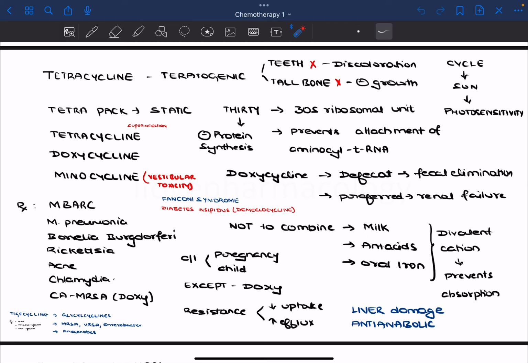And one should remember that whenever the patient is on tetracycline and exposed to the sun, it can cause a photosensitivity reaction. And tetracyclines are not effective against MRSA, but there is a tetracycline, tigecycline, which is effective against MRSA, VRSA as well as anaerobic organisms. So this was all about the tetracycline antimicrobial agents.